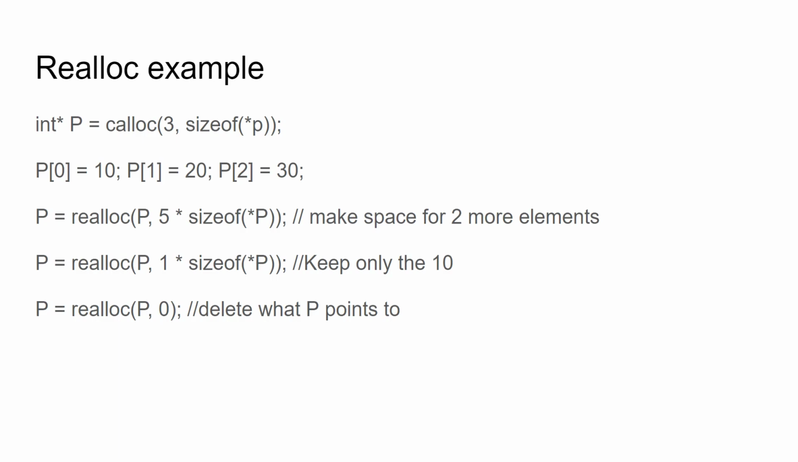If you just wanted a single element, you could do 1 times the size of an integer. And then you can just do star P, which gives you the first element, or P bracket 0, which also gives you the first element. So yes, you use it to create both arrays and individual elements.